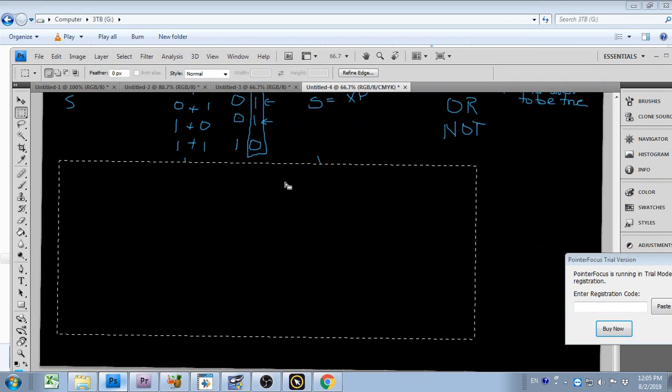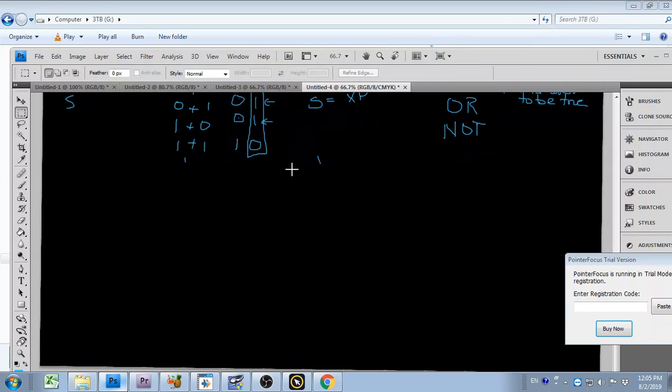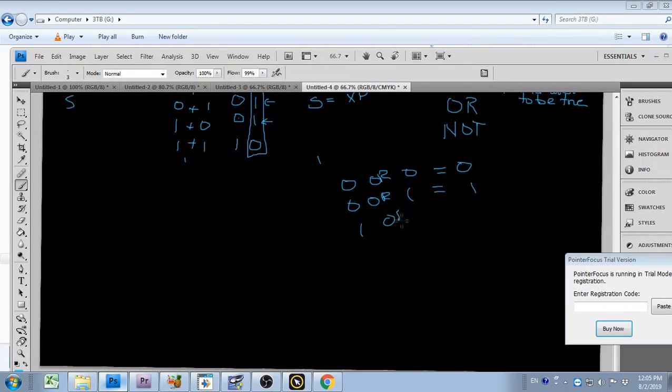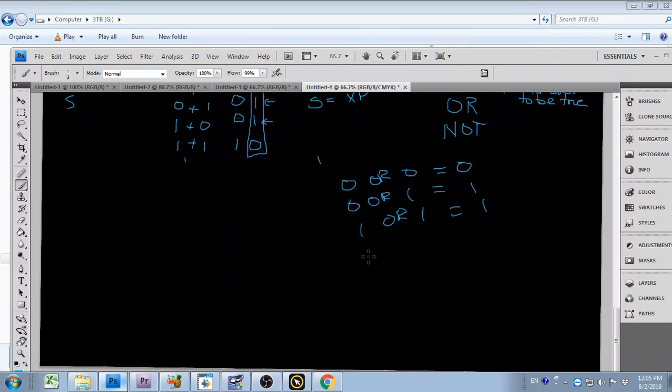Okay, so OR. Here's how OR works. Hopefully you can kind of see the logic as I go. I'm going to draw the table first, and then we'll do my silly example again. Let me start over. 0 or 0 is 0. 0 or 1 equals 1. 1 or 0 equals 1, and 1 or 1 equals 1, or true. Does that kind of make sense? In other words, the only time it's false is when both sides are false.